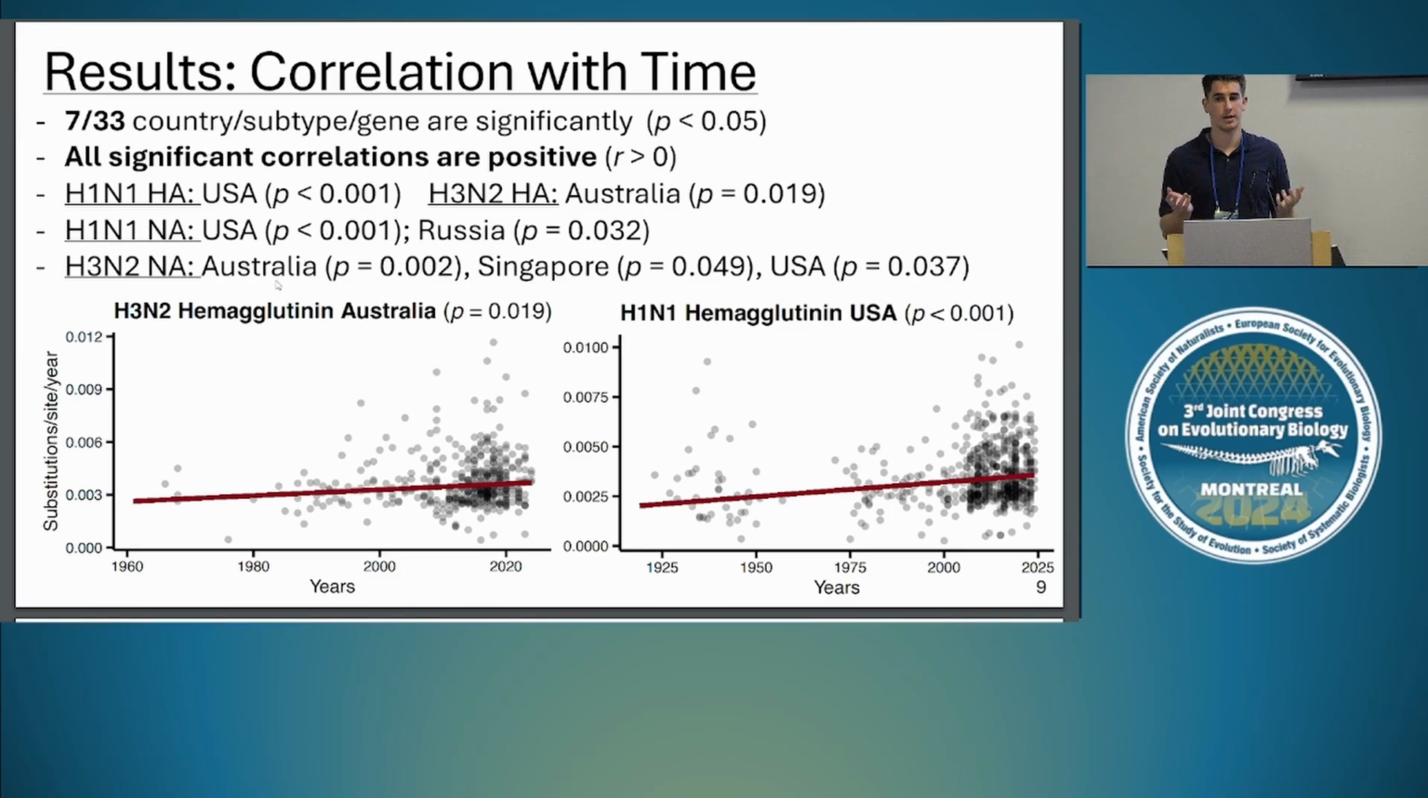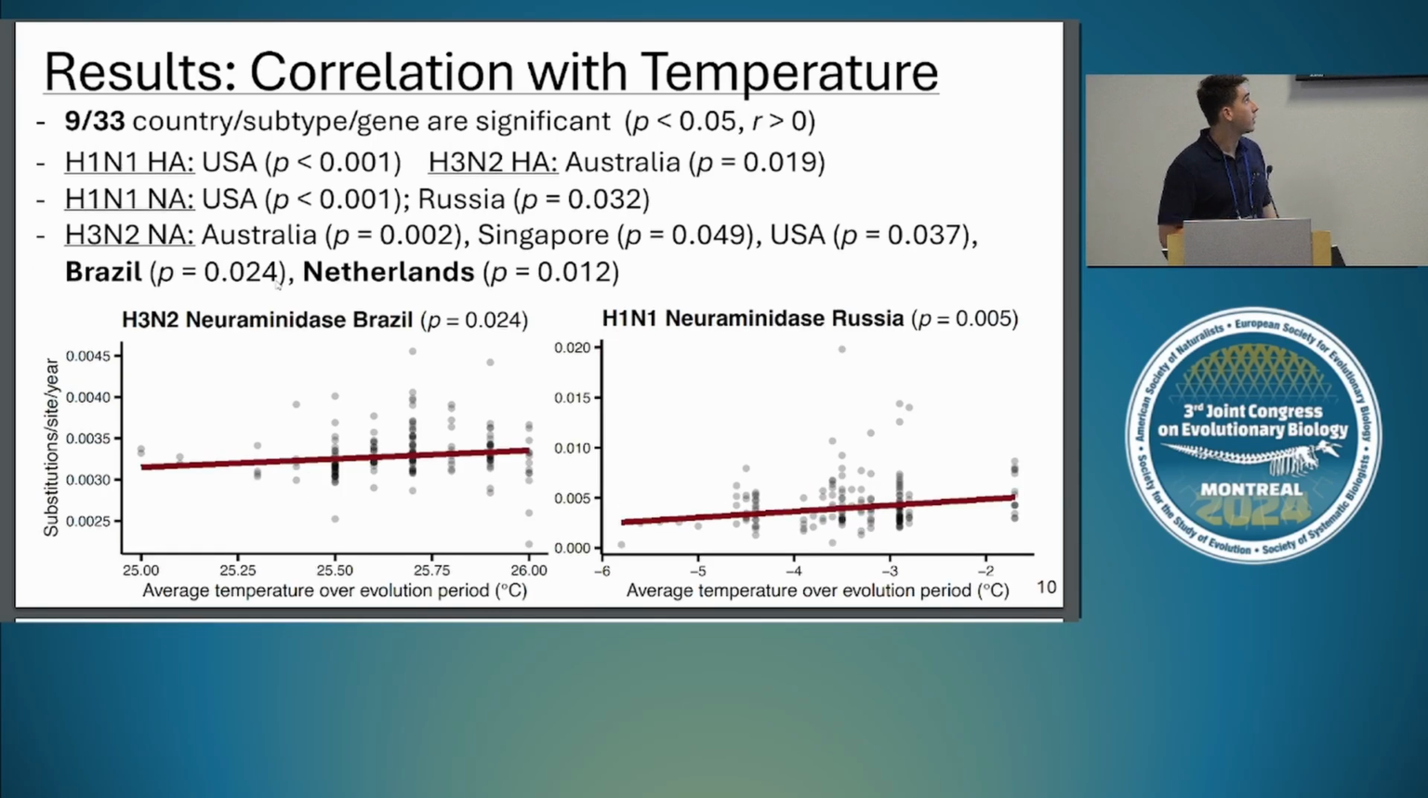Once we did that, we also wanted to see if it was correlated with temperature, and we were expecting it to be correlated with temperature because time and temperature are correlated positively, unfortunately. And so that's what we checked next. We actually got 2 more countries that were significant, correlated with temperatures, which were Brazil and the Netherlands for H3N2 neuraminidase.